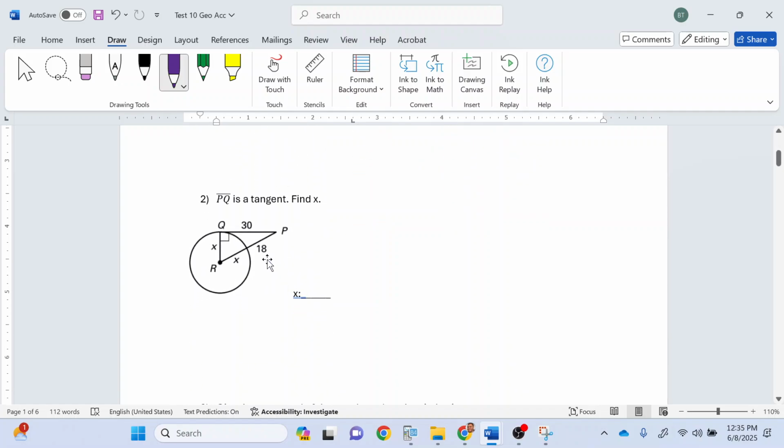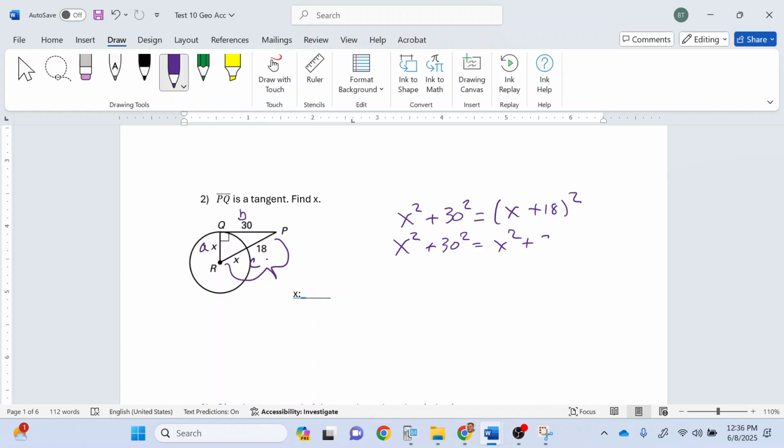In this case, this is a little different over here. I need to do a squared plus b squared equals c squared, where this is a, this is b, and this is c. But in this case, it's going to be x squared plus 30 squared equals, this whole line is the hypotenuse, so it's x plus 18, the whole thing squared. So it's going to be x squared plus 30 squared equals x squared plus 36x plus 18 squared, which is 324. This is 900.